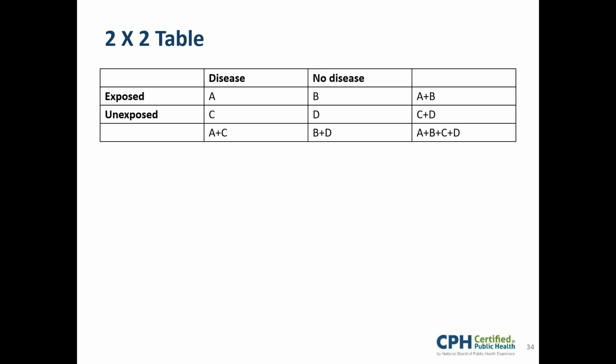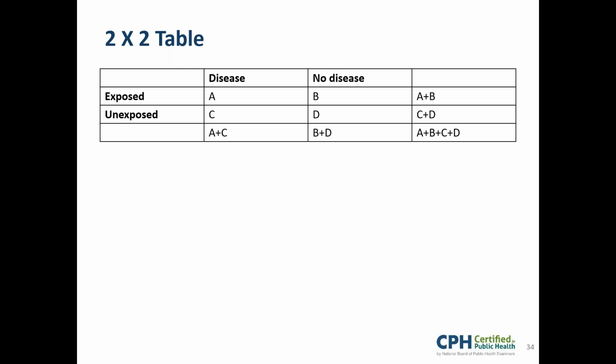Okay, so here we have your standard 2x2 table. For those of you who may not have seen a 2x2 table in a while, let's orient ourselves to what we're looking at. Across the top, we have disease, no disease. And then going down the sides, we have exposed, unexposed. This is the way we typically set up our 2x2 tables. If you look at cell A, these are individuals who are exposed and also have the disease.